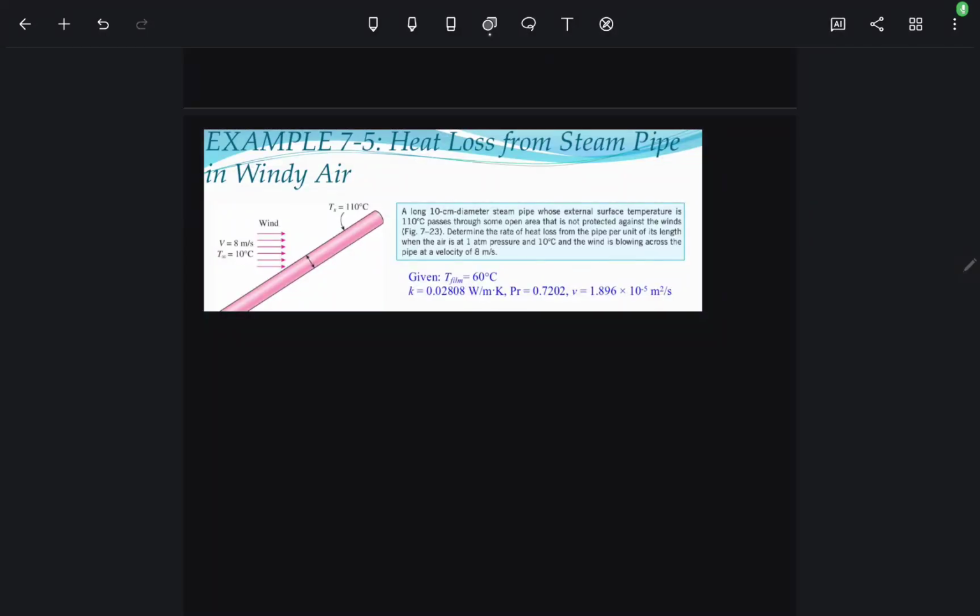Right. Heat transfer, heat loss from a steam pipe in windy air. So we have this cylinder and it has some temperature and there's wind. So now it's going to cool down because the air is cool. So as always, the first step, calculate the Reynolds number.